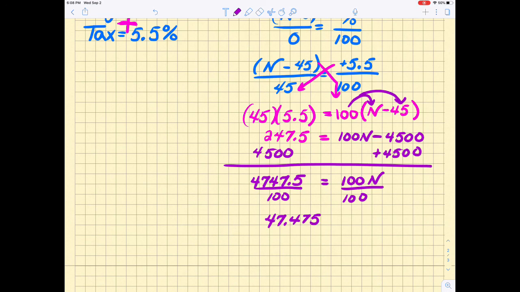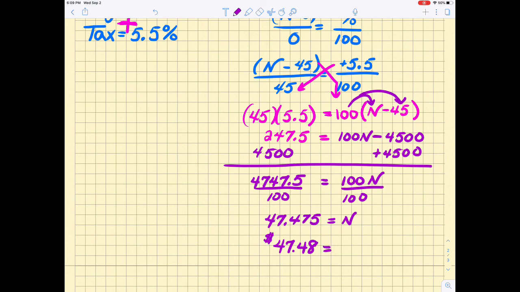47.475. Now, if you write that on the line as your answer, I'm going to take a point away, and I want you to stop and think about why. We are talking about money here, and so this needs to be rounded to the nearest cent unless we tell you otherwise. If you're dealing with a real-life problem and we're dealing with money, you round to the nearest cent. 5 rounds up, so this will be 47.48. That's our new price.